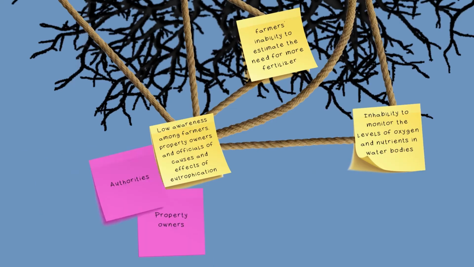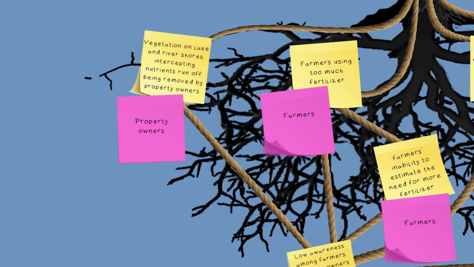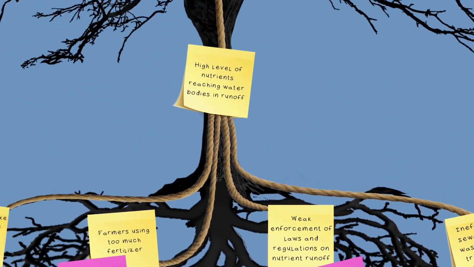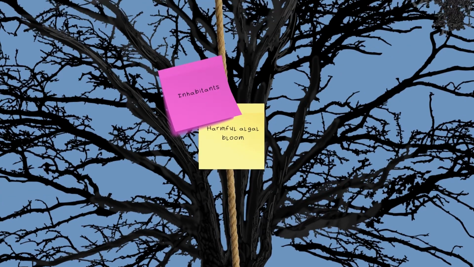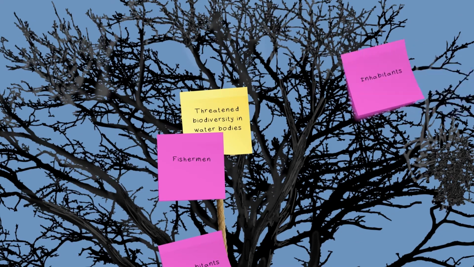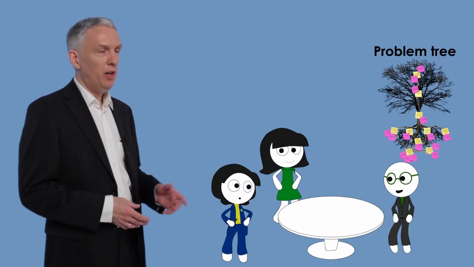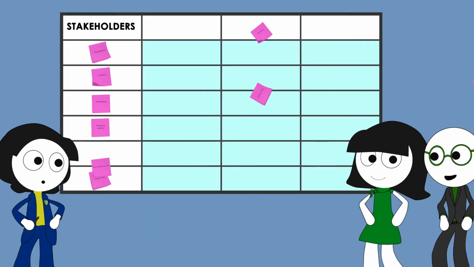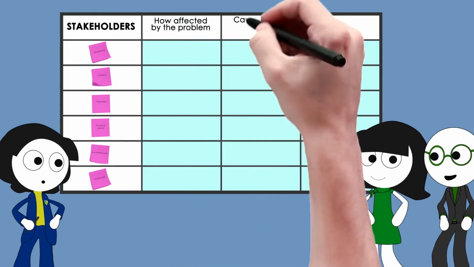Property owners, authorities. Farmers, authorities. Environmentalists. Farmers, property owners, authorities. Authorities. Inhabitants. Fishermen. Inhabitants. Let's put these in a matrix. Try to imagine how the stakeholders will be affected by these problems.